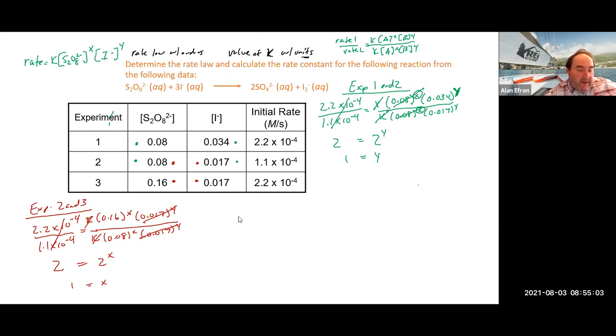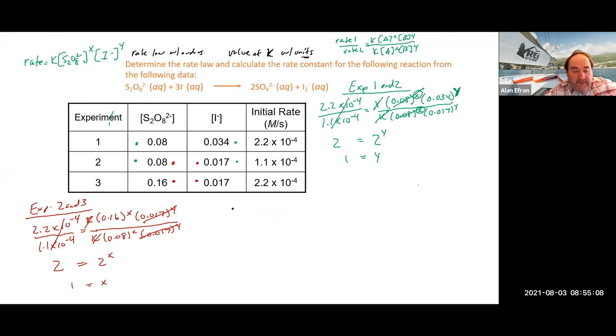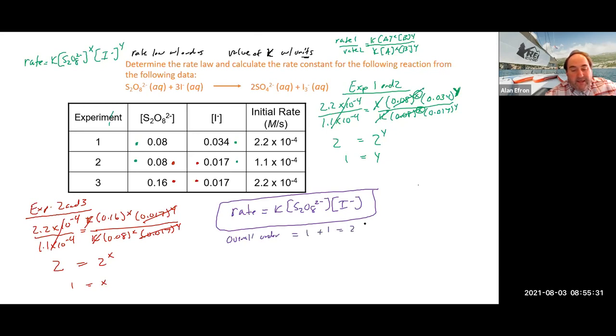That means we can write our completed rate law at this point. The rate is equal to k times S2O8 minus, really to the first power, you don't need to write it, times I minus, also to the first power. That means the overall order of this reaction is 1 plus 1, which means it is second order. Now that we have solved for the orders x and y, we can use our completed rate law to figure out the value of k.